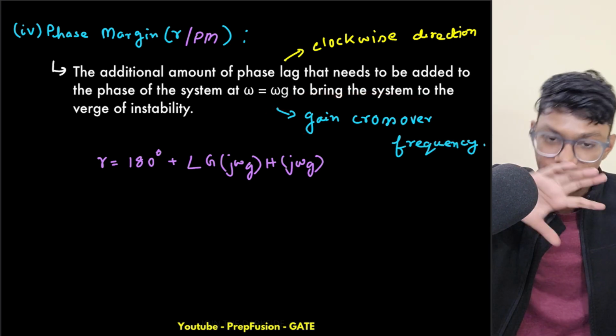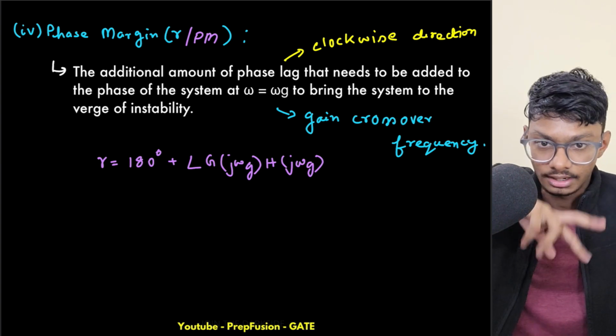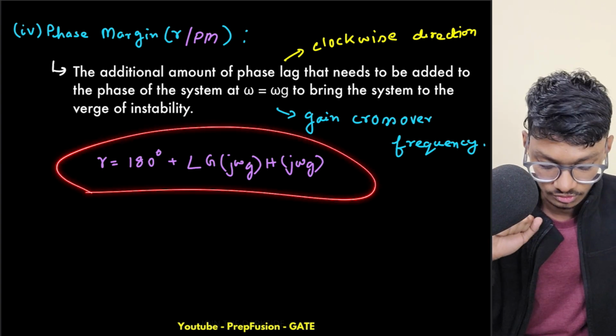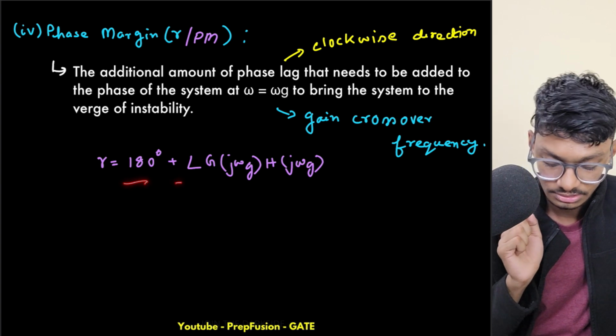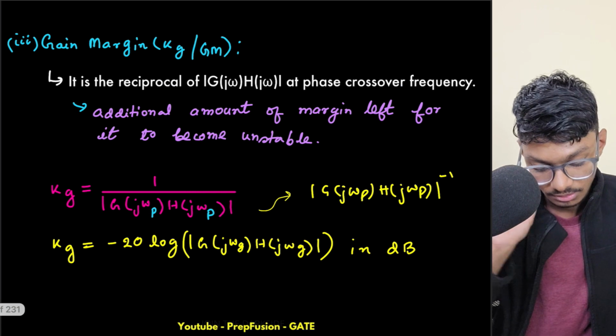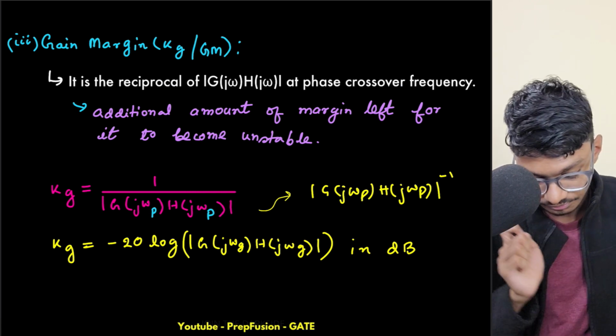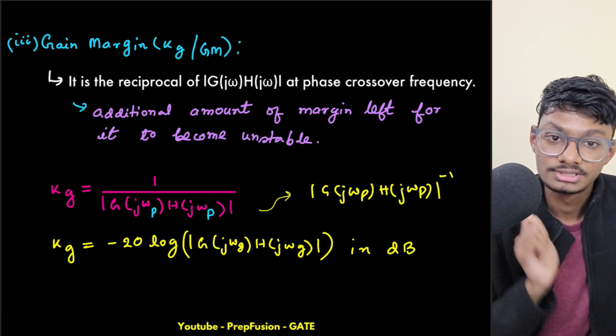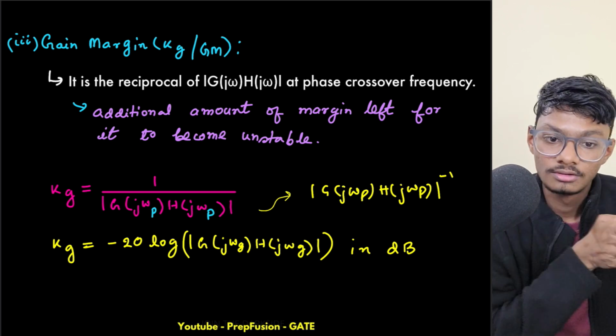So at gain crossover frequency, what is my phase, and what is the phase difference between those two? The simple formula was 180 plus angle of my OLTF at phase crossover frequency. Not explaining much, but an important point to note here is that this gain margin is not a function of phase crossover frequency.